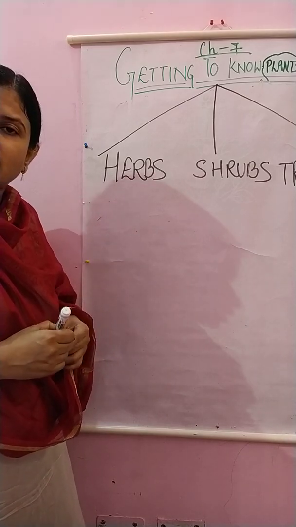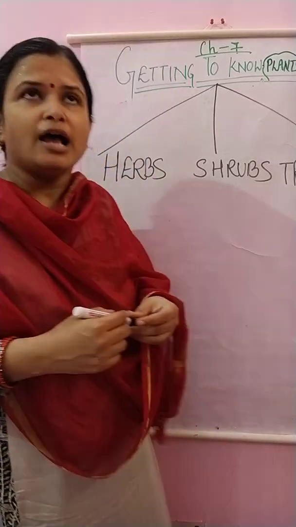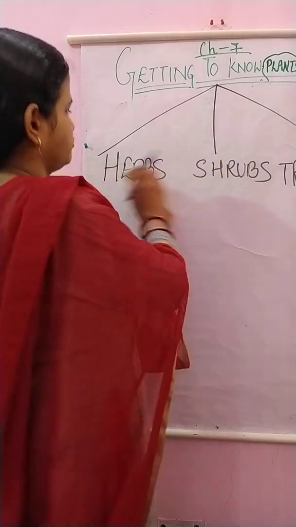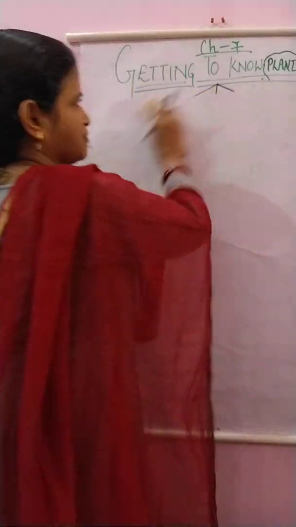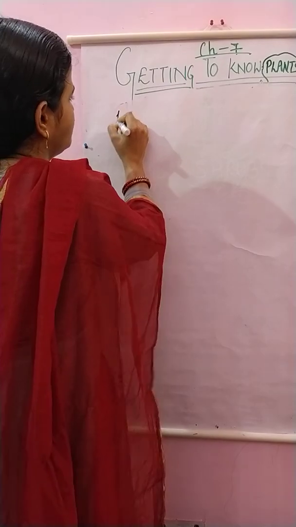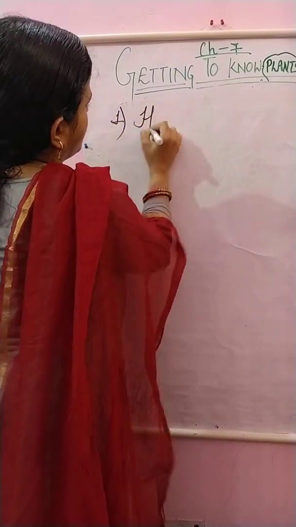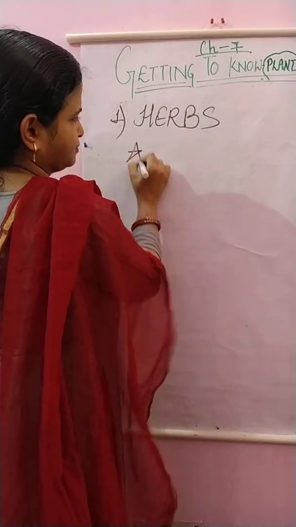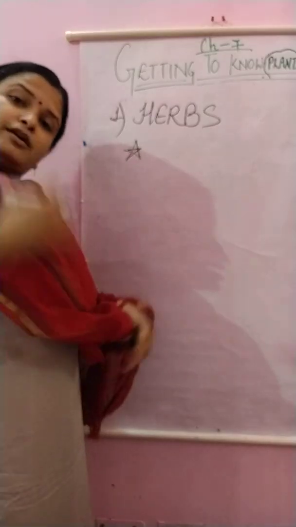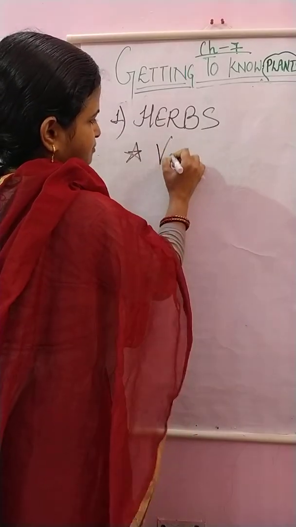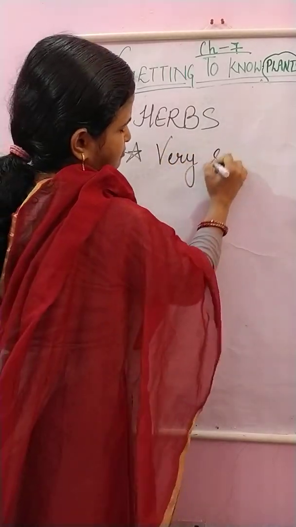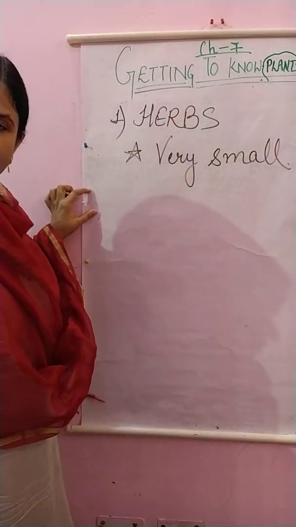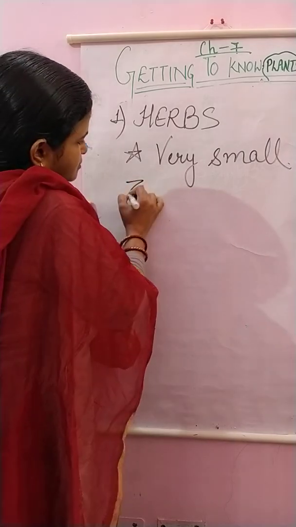So we'll study some of the characters of herbs. Herbs are the plant which are very small in size. Very small. This is the first characteristic of herbs.